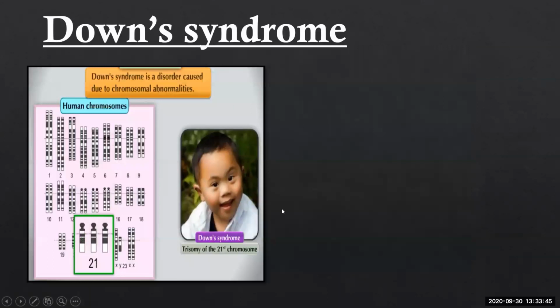You can see here how the Down syndrome child looks like. Infants with this disorder have an extra chromosome with the 21st pair in every cell of their body. Therefore, they have 47 chromosomes. In normal human beings, there are 46 chromosomes, that is 23 pairs of chromosomes. But in Down syndrome, the infant or human being is having 47 chromosomes.